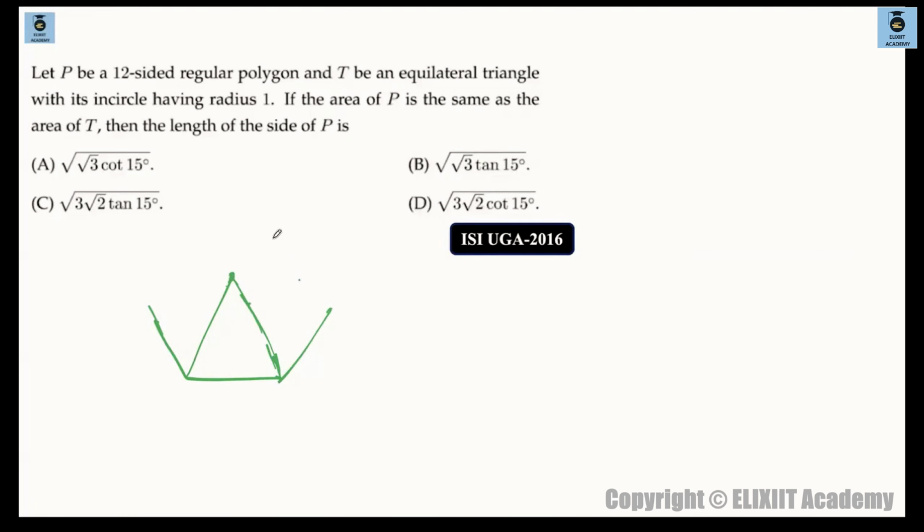The angle at the center will be 30 degrees each. This will be 30. What will the height be? Let's say this height is h for instance. If this is 30, then this half will be 15 degrees. Let's assume this length is L units. So this much length is L/2 units.